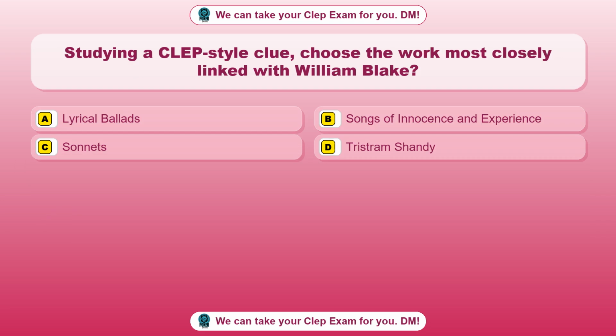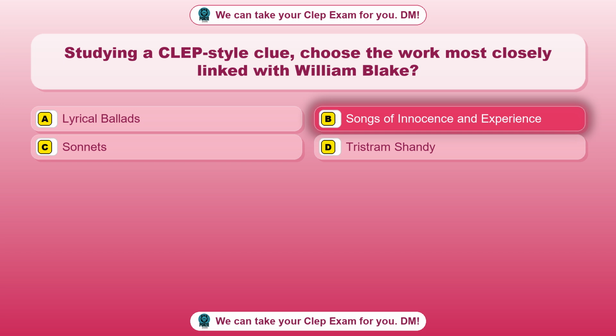Question 67. Studying a CLEP style clue, choose the work most closely linked with William Blake. Option A, lyrical ballads. Option B, songs of innocence and experience. Option C, sonnets. Option D, Tristram Shandy. The correct answer is option B, songs of innocence and experience.